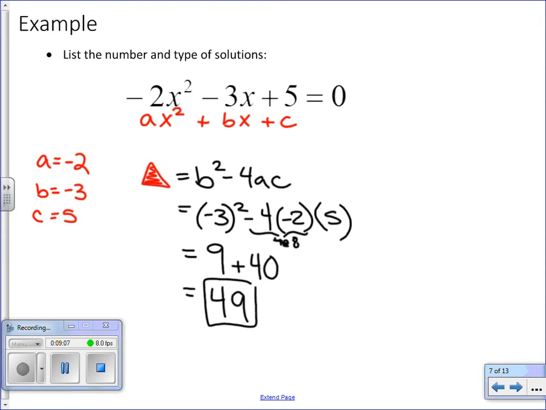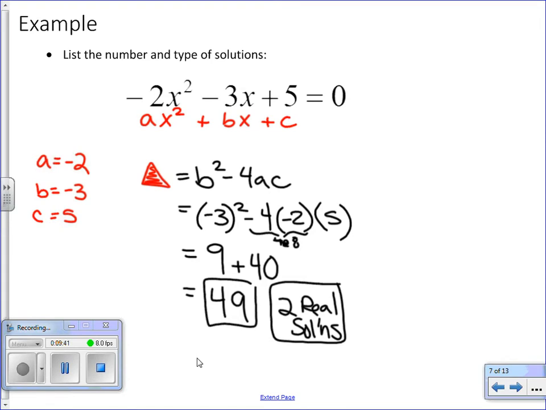Now, how many and what type of solutions will I have? 2 real solutions, because 49 is a positive number, right? And if you look back to our last set of notes, it says if the triangle comes out to be positive, which this is, positive 49, you will then have 2 real solutions. And so that's your answer, 2 real solutions. And you're done.